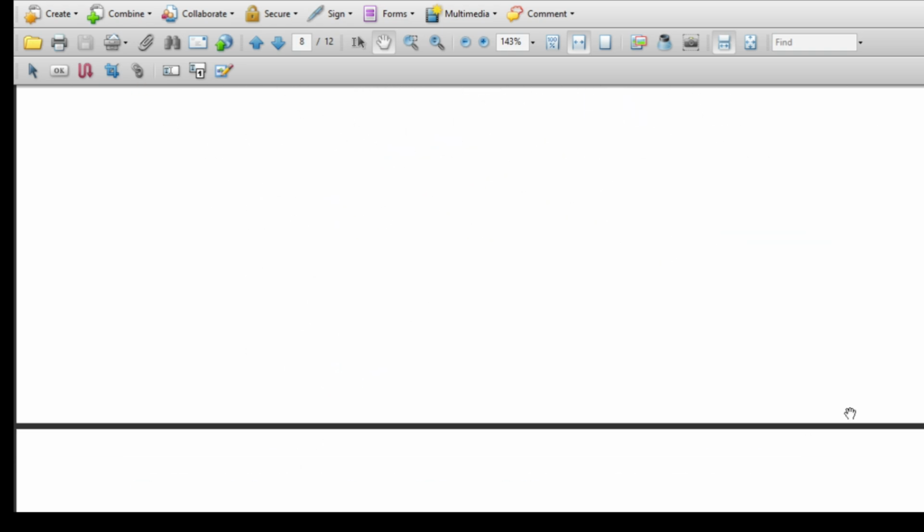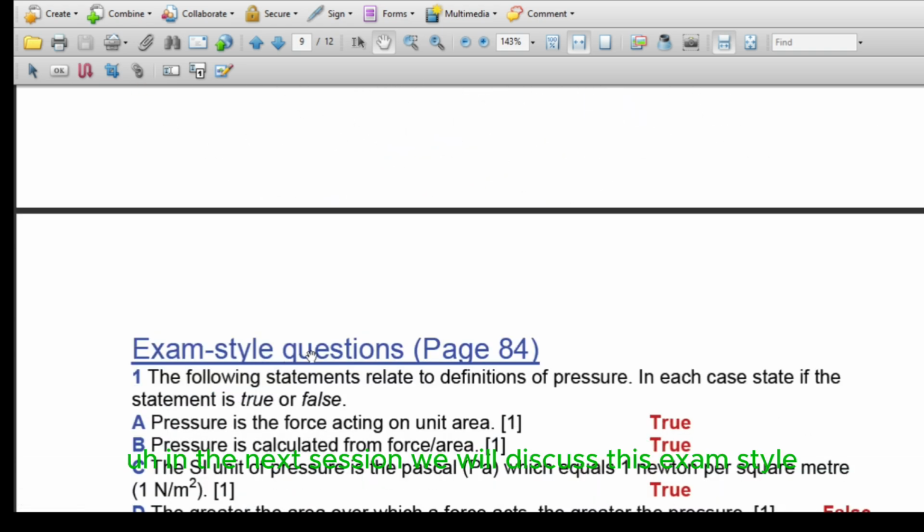In the next session we will discuss this exam style question.